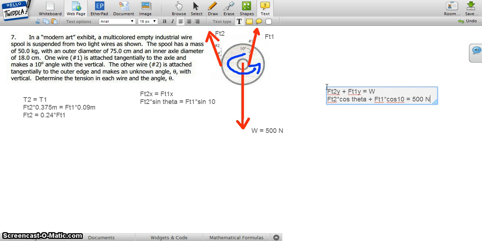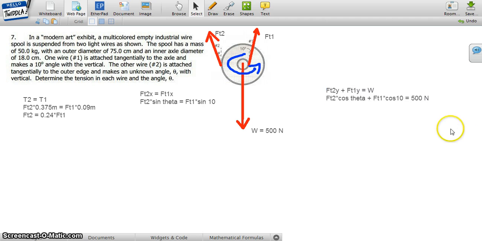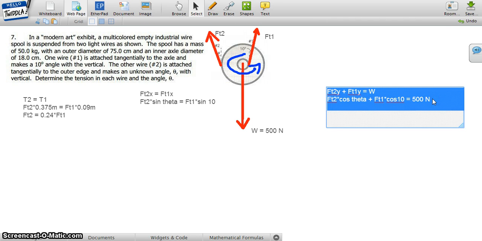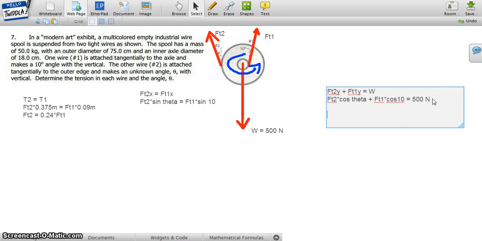Okay, well, I think what I'm going to do is plug that first equation into this and see what I get. So let's see here. So I would have 0.24 times Ft1 times cosine of theta plus Ft1 times the cosine of 10 equals 500 newtons.